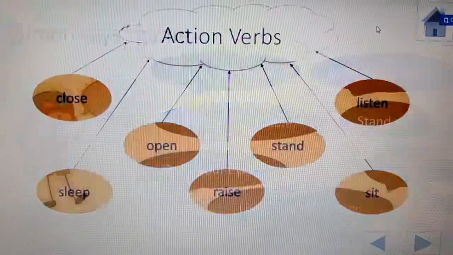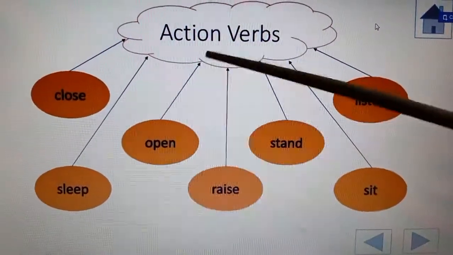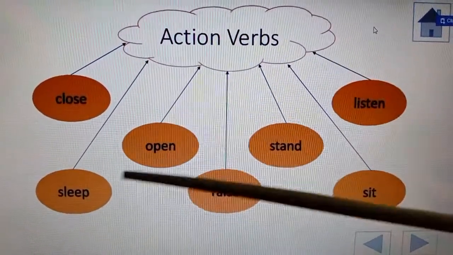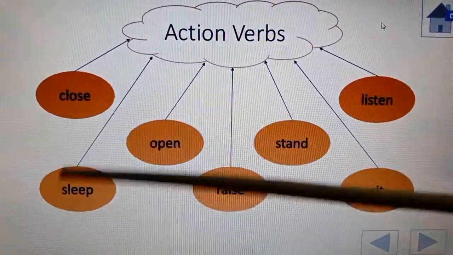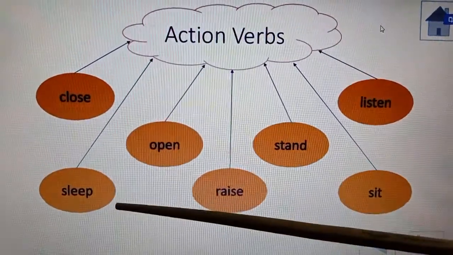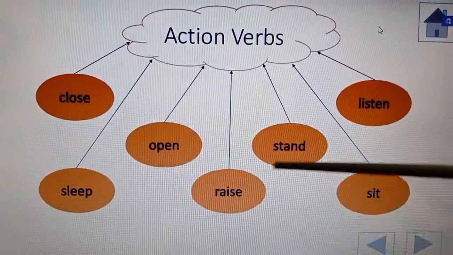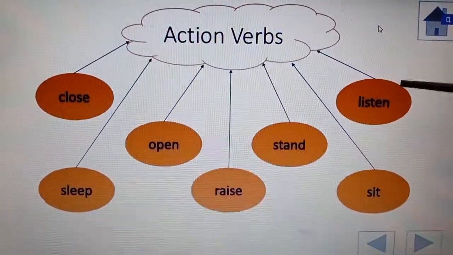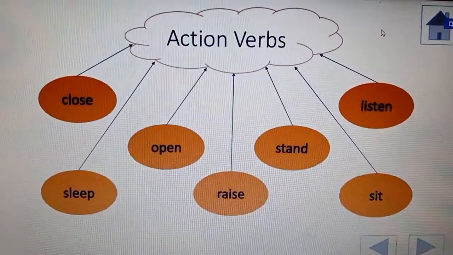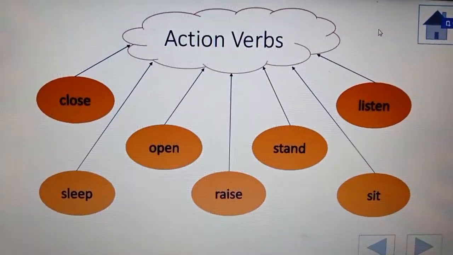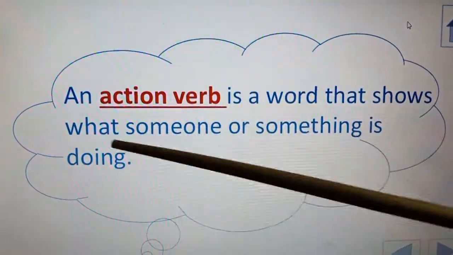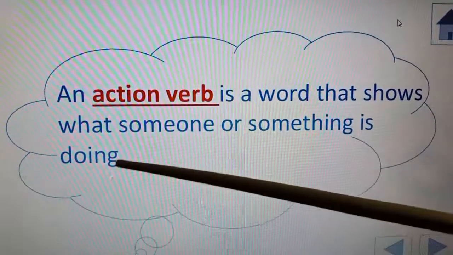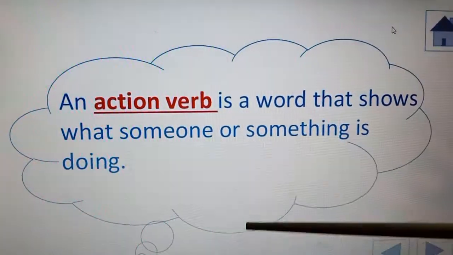So, what are the action words or verbs? Action words are called verbs. You are well aware of that. You can see a few verbs over here: close, sleep, open, raise, stand, sit, listen. These are a few examples of verbs. So here's the definition. An action verb or verb is a word that shows what someone or something is doing.